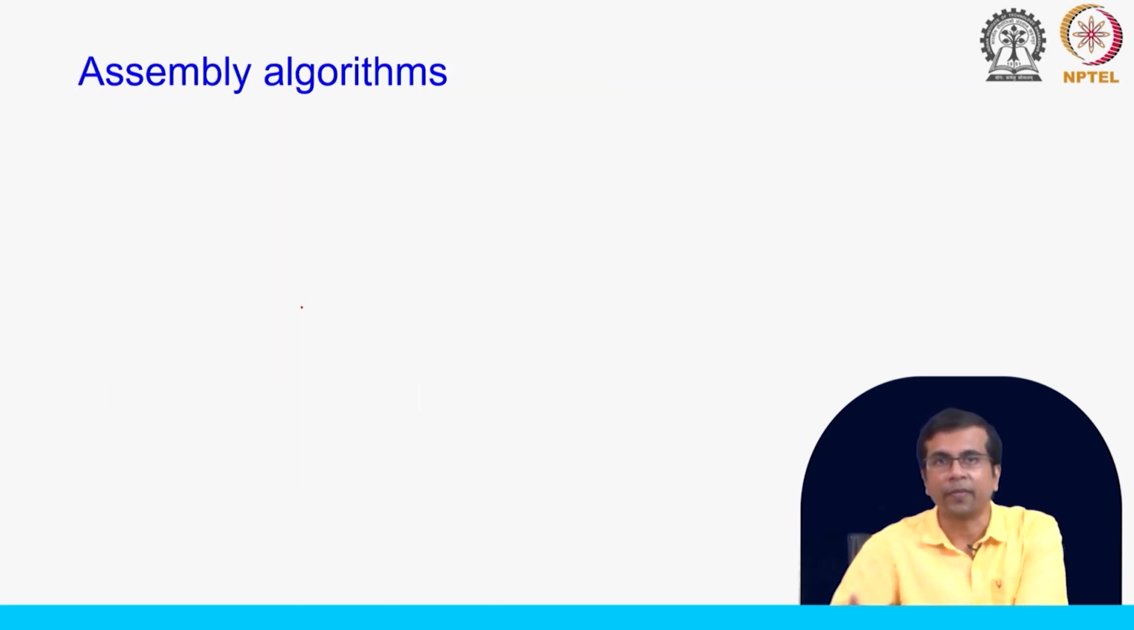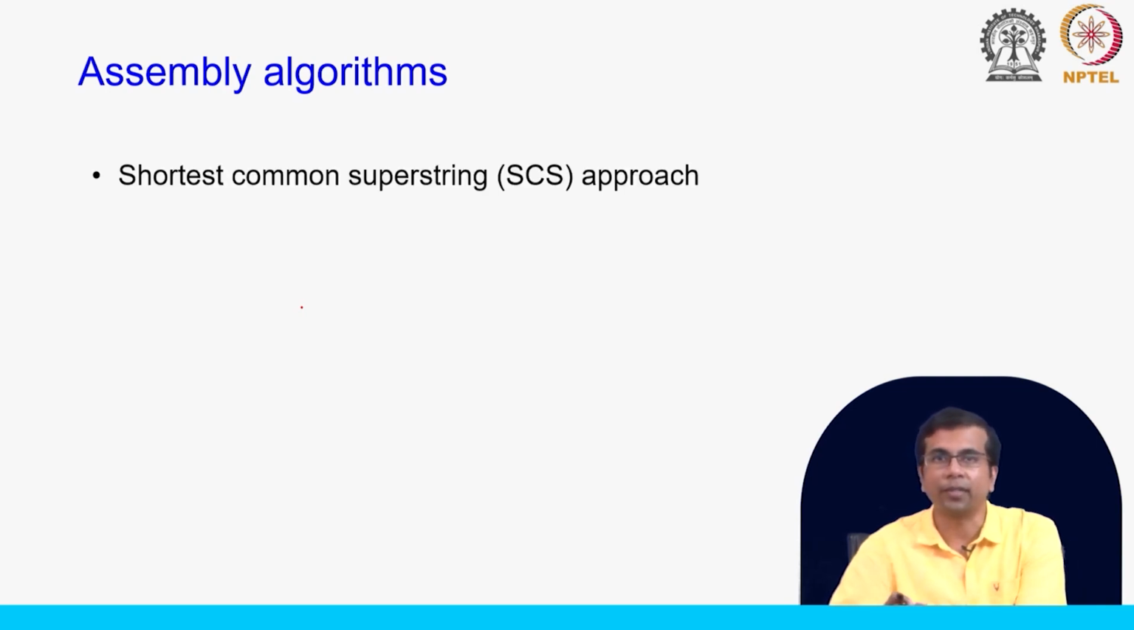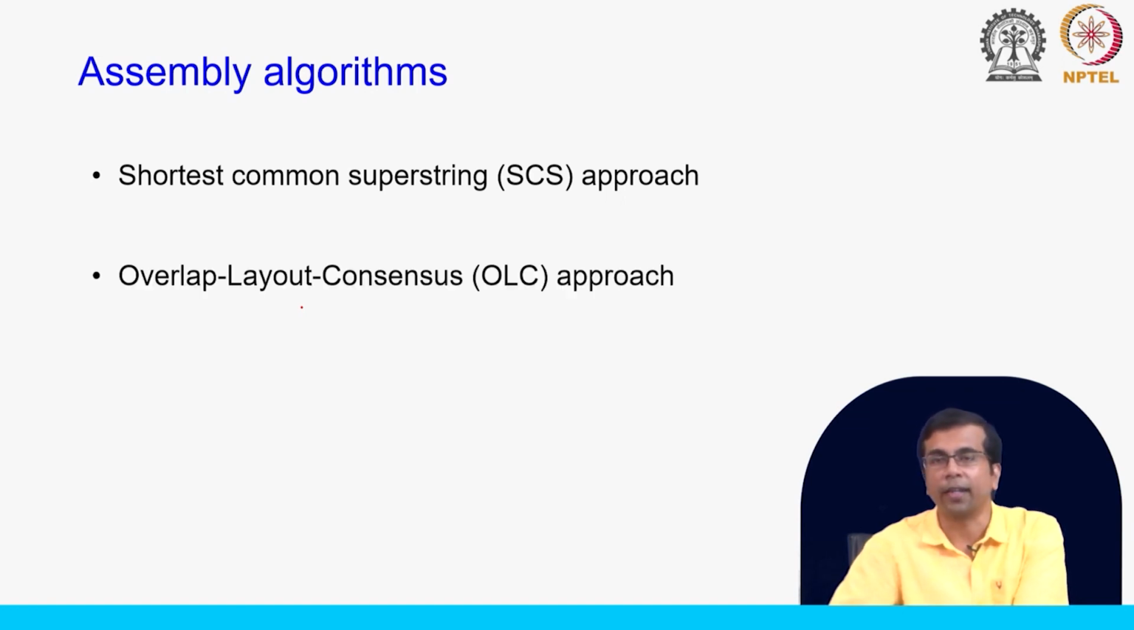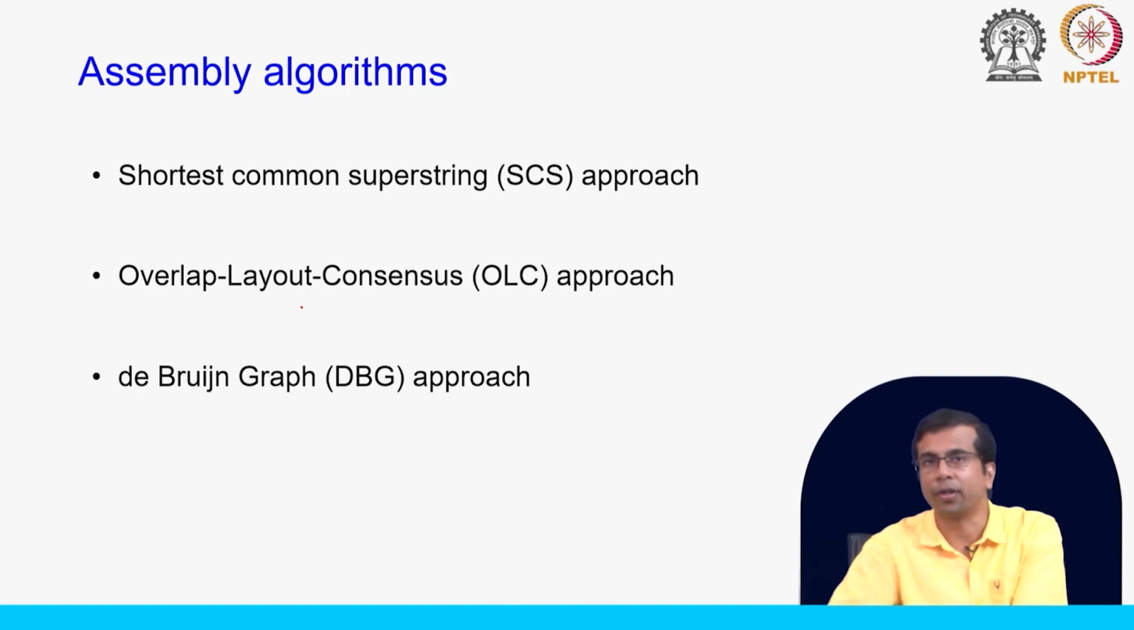Okay, so, there are three types of assembly algorithms that we will discuss. These algorithms have been designed to do this task precisely, to generate this reference sequence from the read data. So, the first one we will discuss is called the shortest common superstring approach or SCS approach. The second one is the overlap layout consensus or OLC approach. The third one is the de Bruijn graph approach or de Bruijn graph assembly. Okay, so, we will discuss each of these approaches one by one.